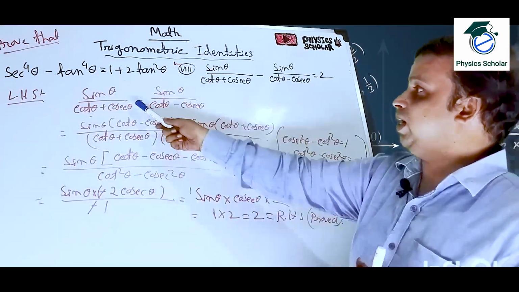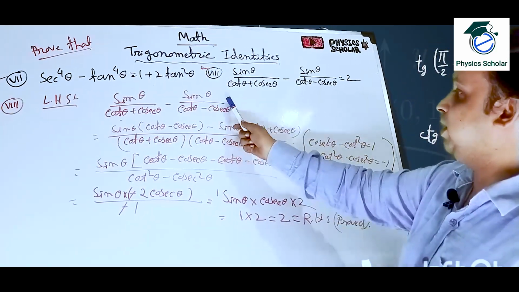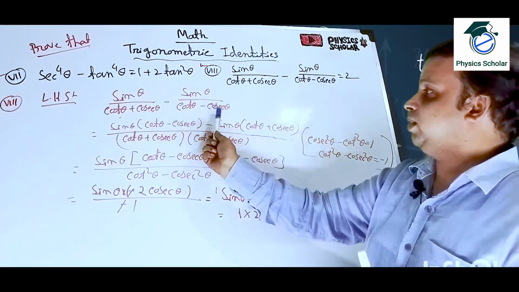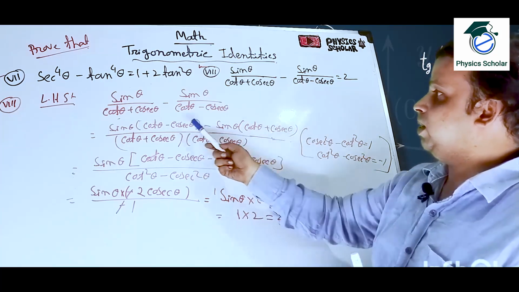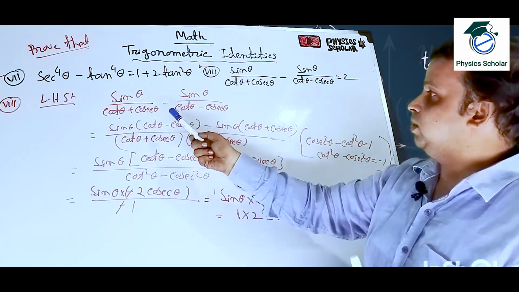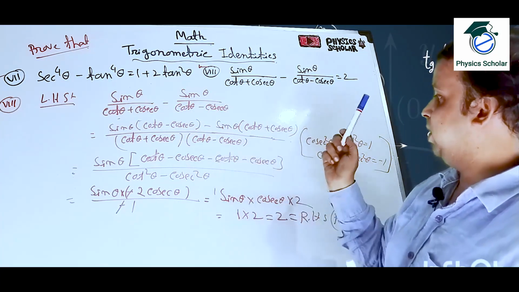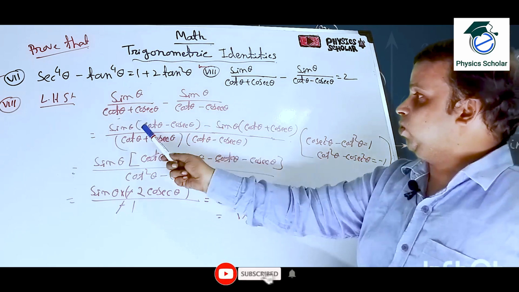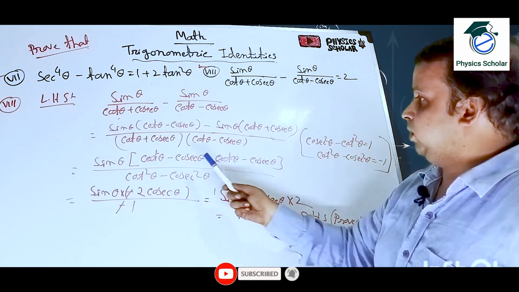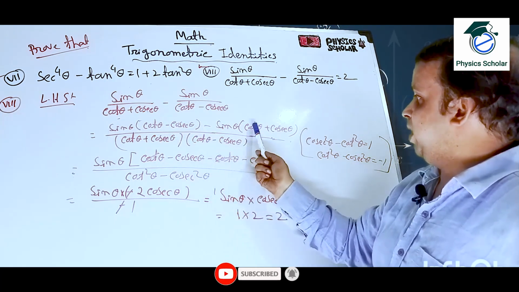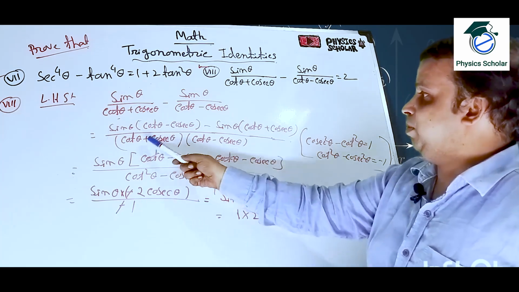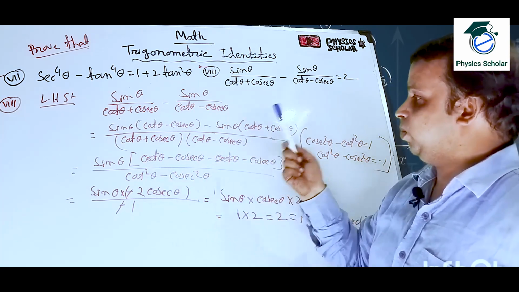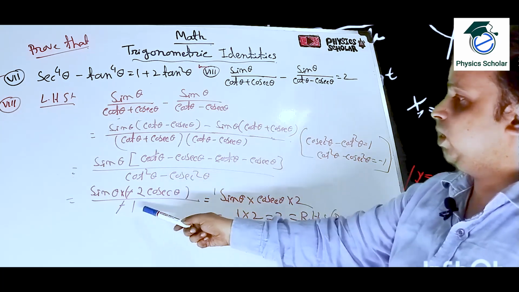Left hand side is equal to sin theta divided by this minus cos theta sin theta divided by this. So we are simply doing the LCM. So (cot theta plus cosec theta) into (cot theta minus cosec theta). So it is sin theta into this minus sin theta into this. Now sin theta will be common. So cot theta minus cosec theta minus cot theta minus cosec theta, it will change the sign. And a plus b into a minus b is the a square minus b square formula. So cot square theta minus cosec square theta is equal to minus 1.